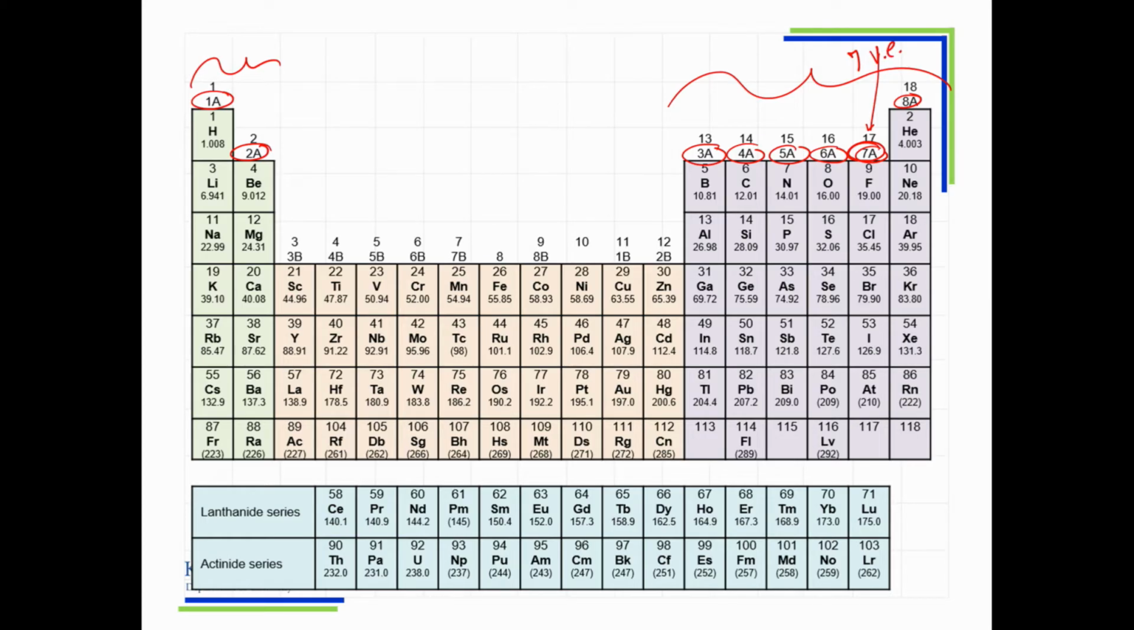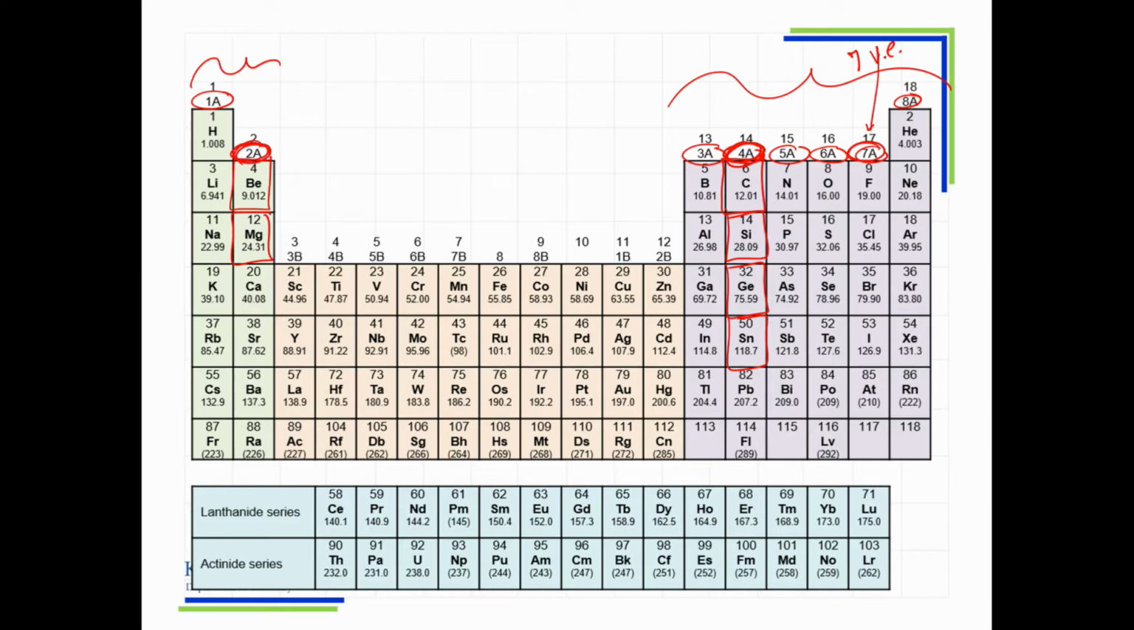If I were to pick another family, another group, let's say I pick this group here, every one of those elements will have 4 electrons in their valence shell. If I come over here to this group, this family, they will all have 2 electrons in their valence shell.